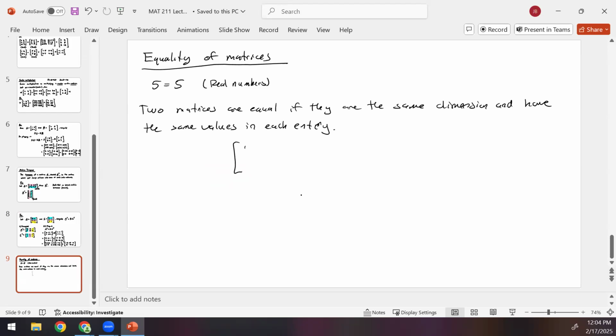So the simplest example, 1, 2, 3, 4. 1, 2, 3, 4. Like those two matrices are equal to each other because they look exactly the same. And that's the best way of thinking about it. Two matrices are equal if they look exactly the same. Now, why do I bring that up?